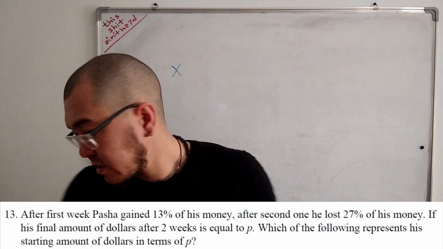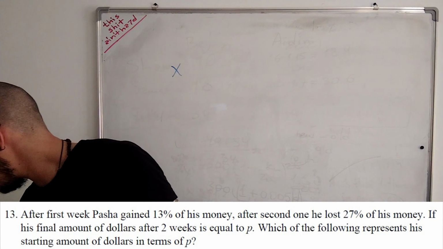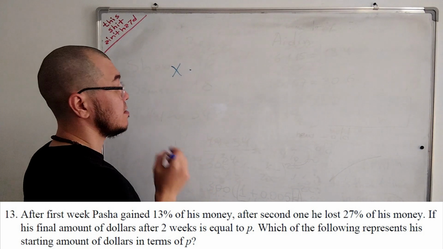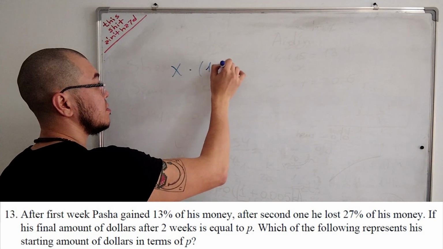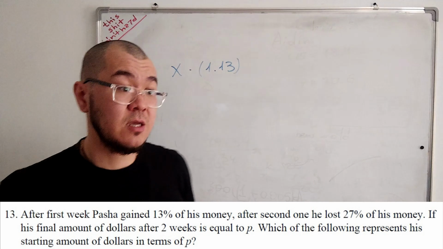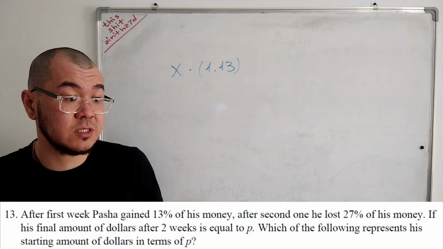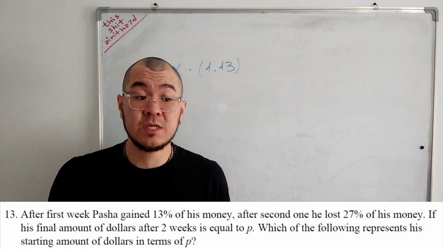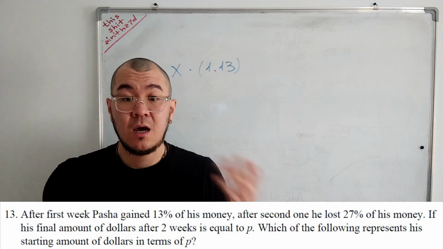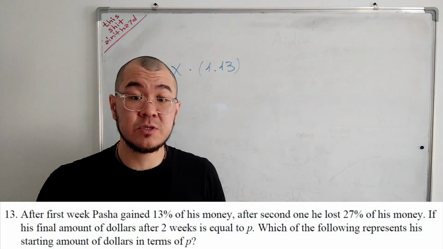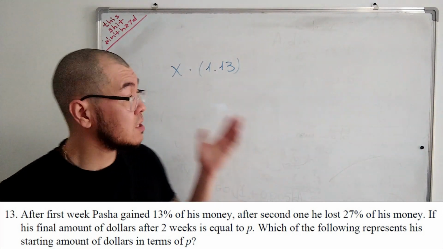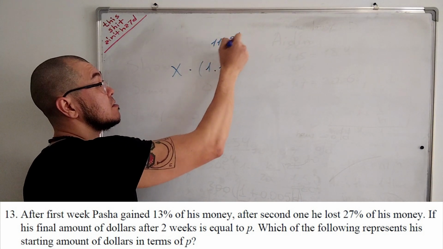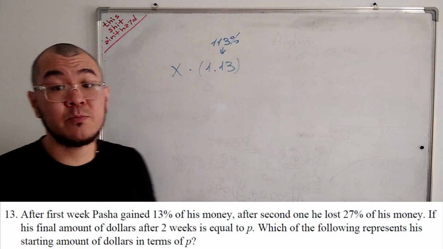After the first week, Pasha gained 13%, so we multiply this by 1.13. He gained, so we will get more than 100%. So we have to add the gained 13% to 100%. We'll get 113%, and in decimals it is equal to 1.13.